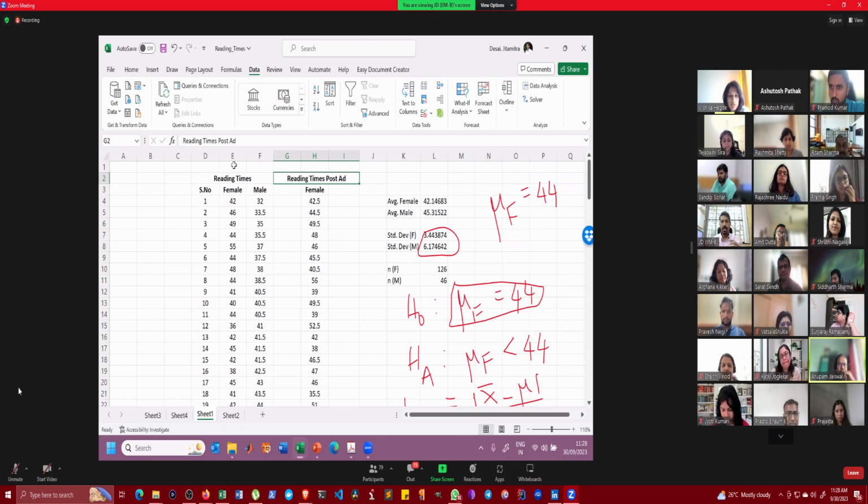Yes. And now what they're doing is they're testing whether the reading times for females has increased post the ad, yes or no. Same set of 126 females. They measured reading times before the ads, and then they measure reading time after the ad. In which case, what test will I use? I will use the paired t-test.